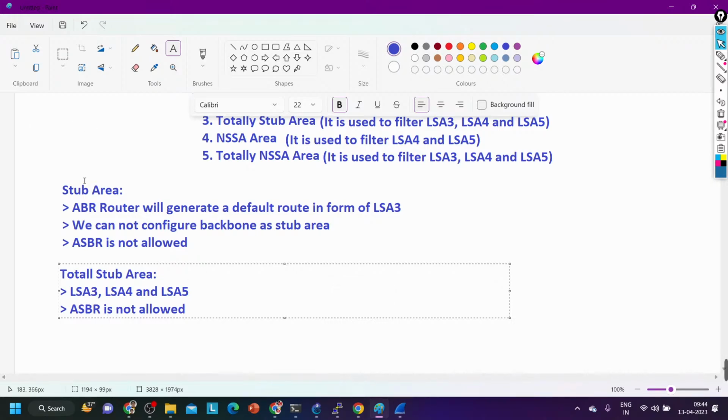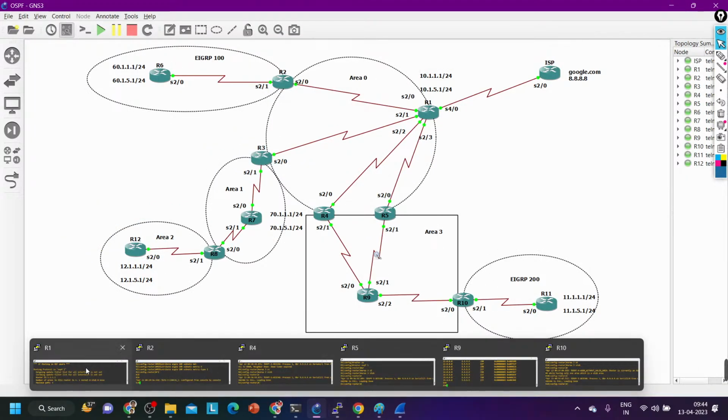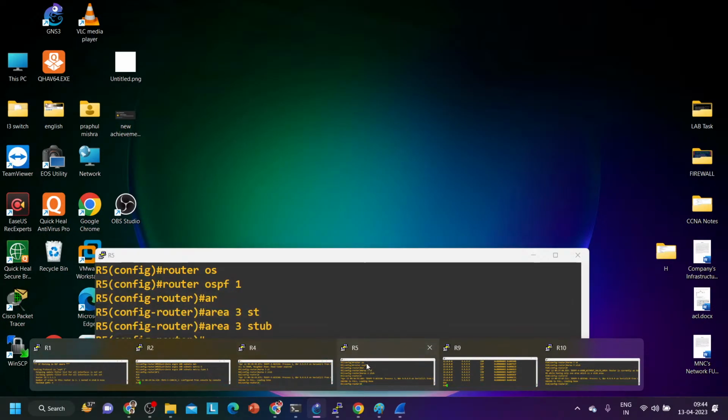Otherwise everything is the same. So the difference between stub area and totally stub area is only that it will filter 3 LSAs and stub area will filter only 2 LSAs: LSA 4 and LSA 5. Done. Now I am going to configure totally stub area over here.